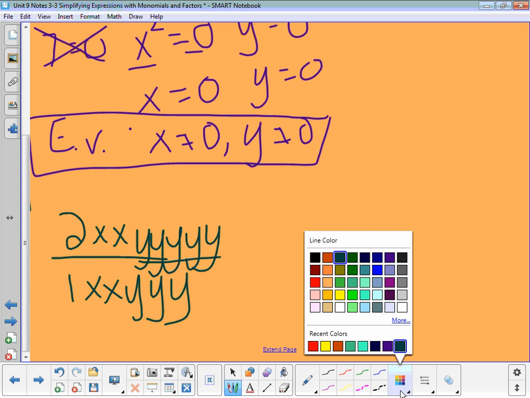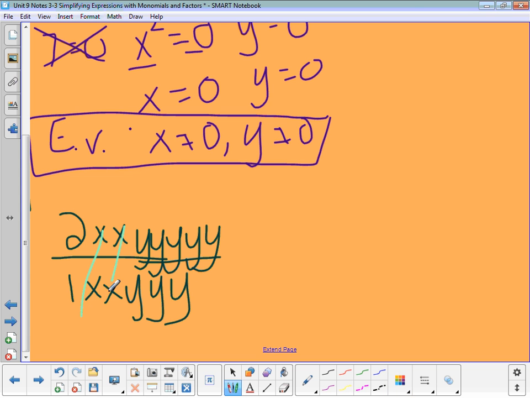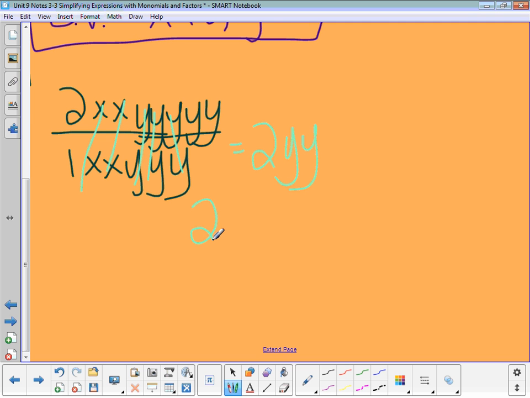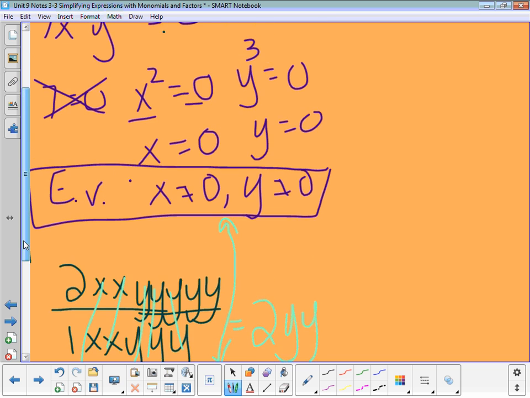Okay, so then let's cancel out what we know. Those x's cancel, and then we can cancel out 3 y's. So then we have 2, and then I have y times y. Well, 2y times y is going to give me 2y squared. So that right there is my final answer. So here's my simplified version, and here is my excluded value.